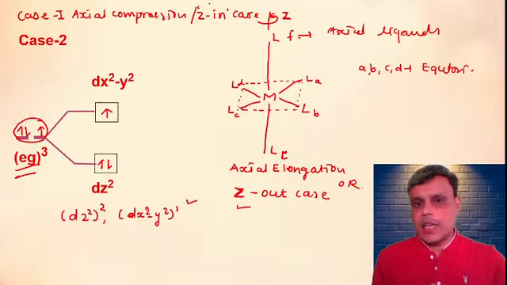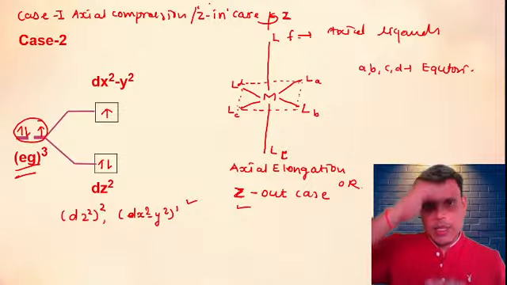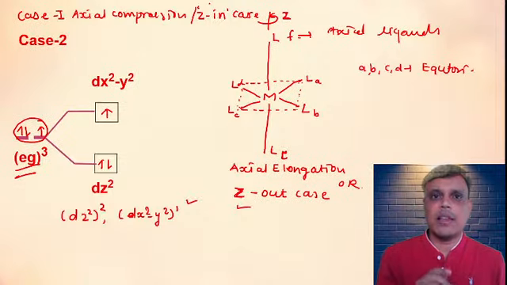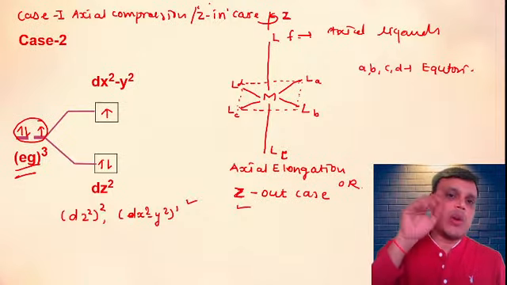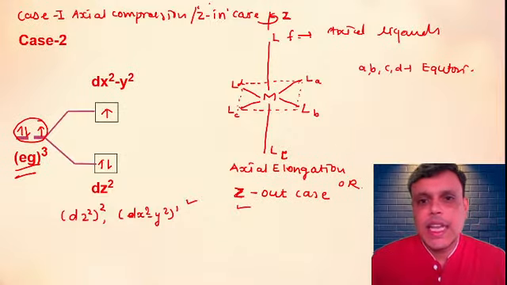Case number 2 is called axial elongation, and it is called a z-out case. Very simple, okay.